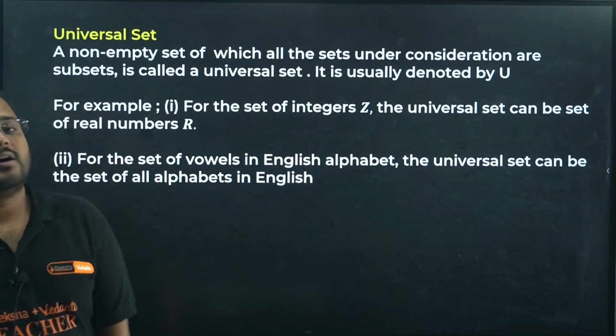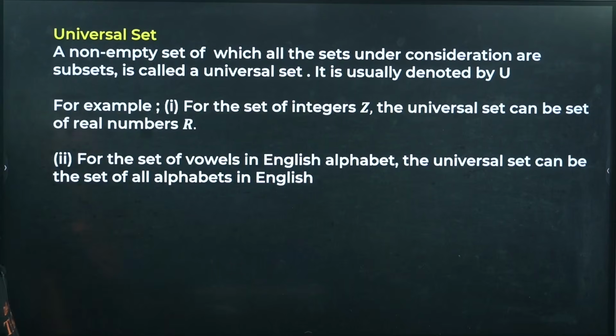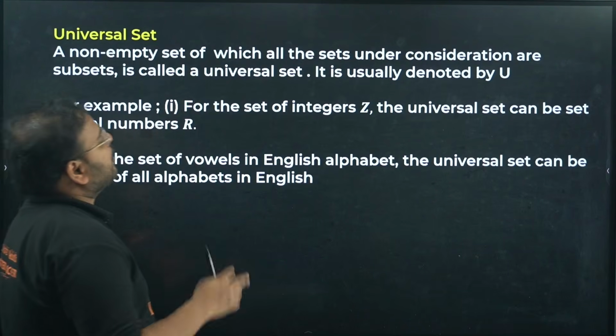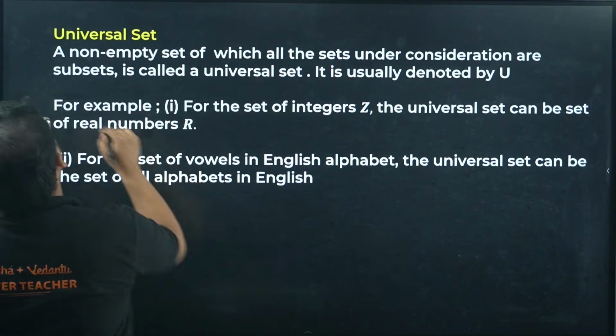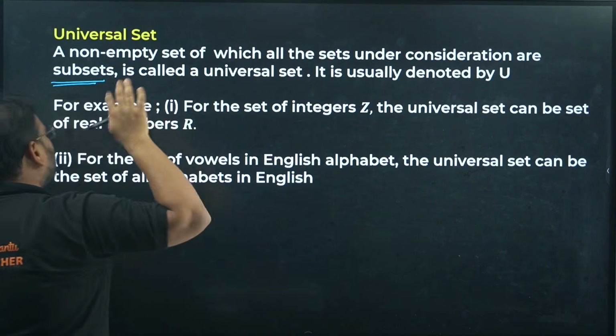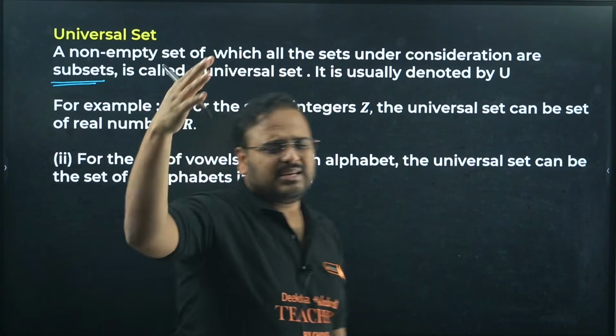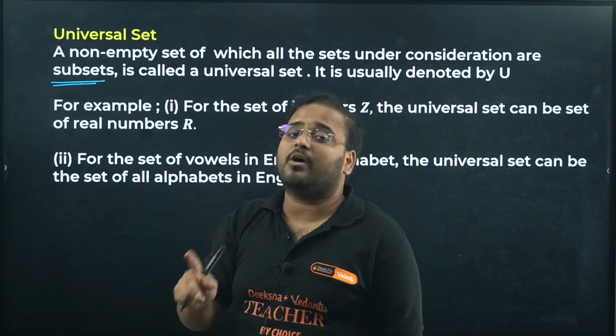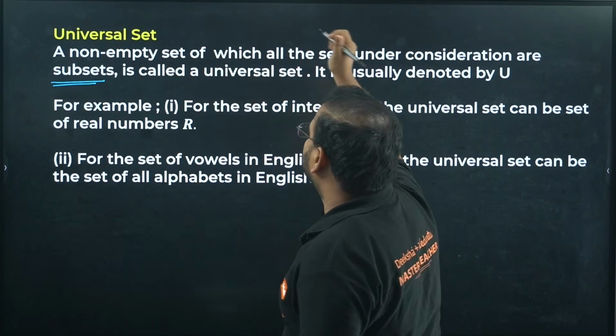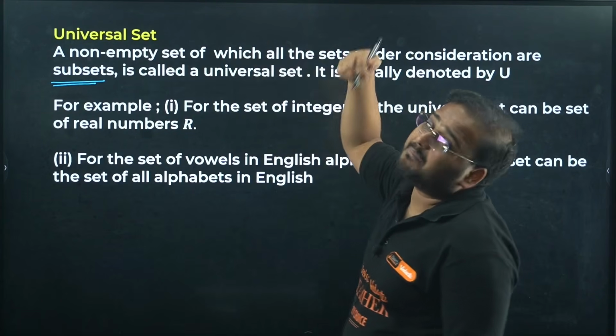Let's move on to a few more definitions. Universal set: a non-empty set of which all the sets under consideration are subsets. Means you take any sets A, B, C, whatever you're talking about, all those sets will be a subset of the universal set, or will be a subset of that particular set.